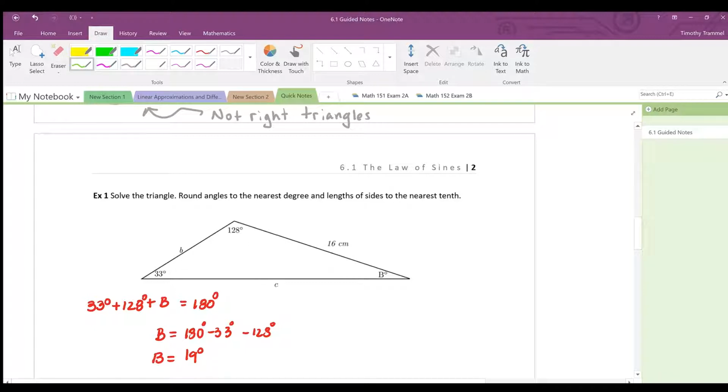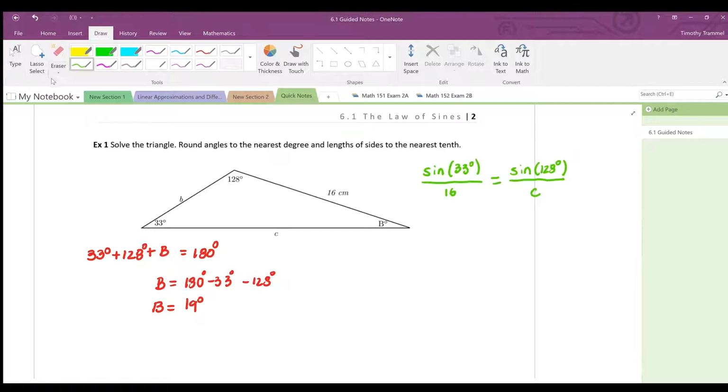I'm going to write down sine of 33 degrees over the corresponding side length of 16. And then over here, I'll do sine of some other angle. How about sine of 128? And the side opposite of the 128 is this side C over here. So I'll write over C. And what we want to do is start solving for C. And I'm going to move that down here so that it's not so far away from the rest of our work.